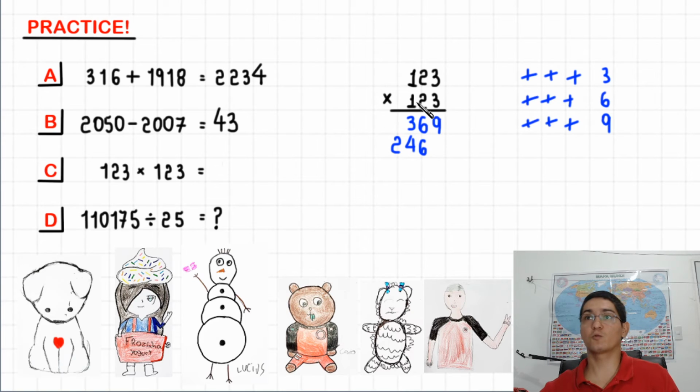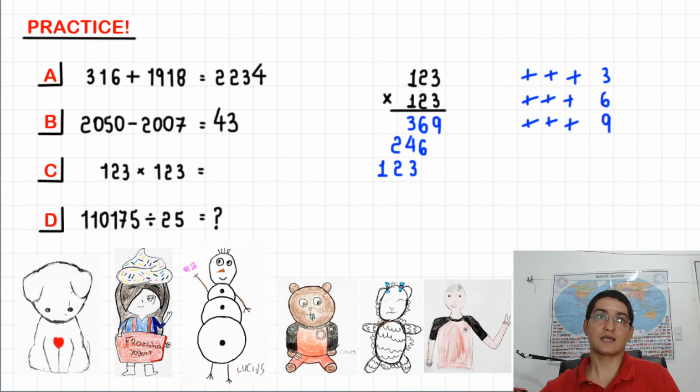And we move on to 1. What is 1 times 3? Well, that is 3. I write 3 at the bottom of this column here, below the 1, okay? 1 times 2 equals 2, I write it next here. 1 times 1 equals 1, I write here.